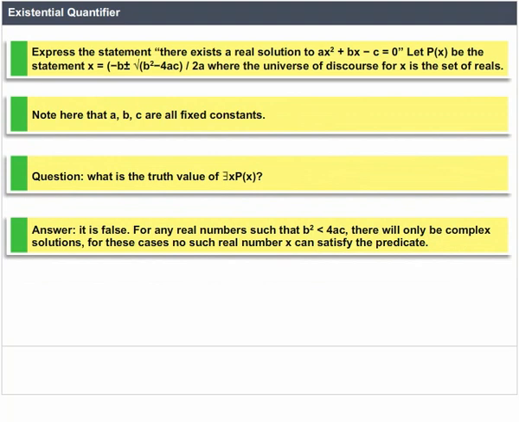Answer: it is false. For any real numbers such that b squared is less than 4ac, there will only be complex solutions for these cases. No such real number x can satisfy the predicate.